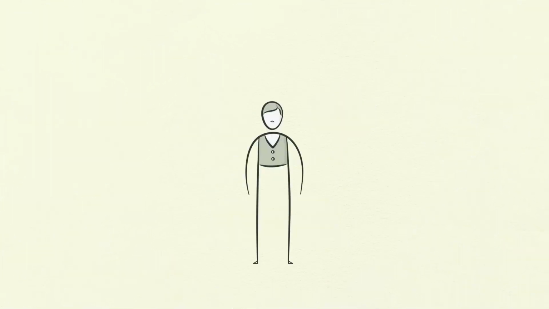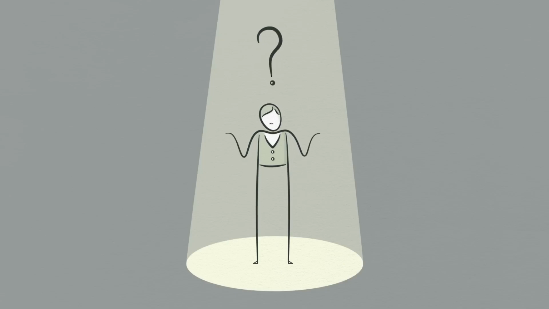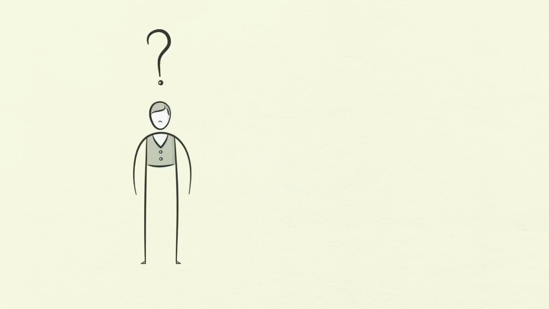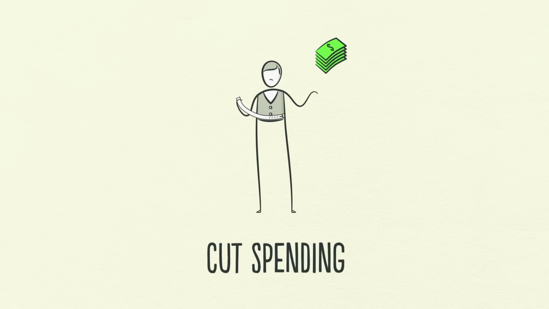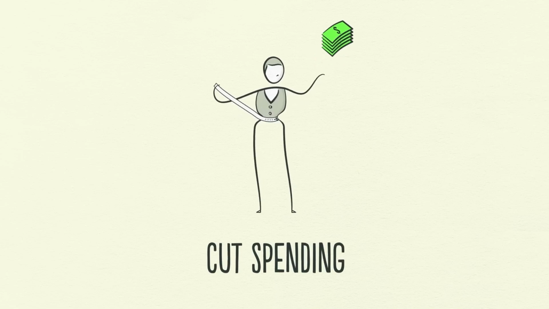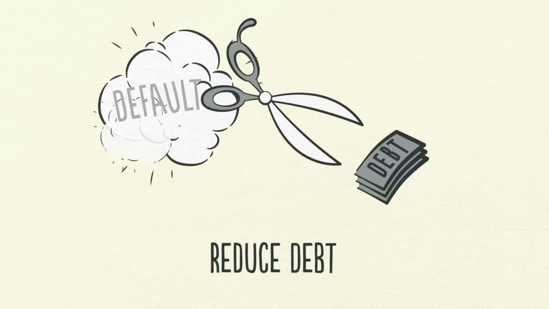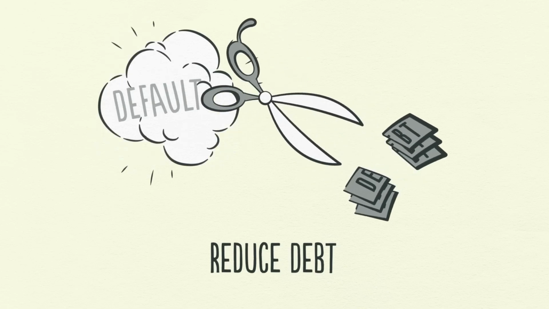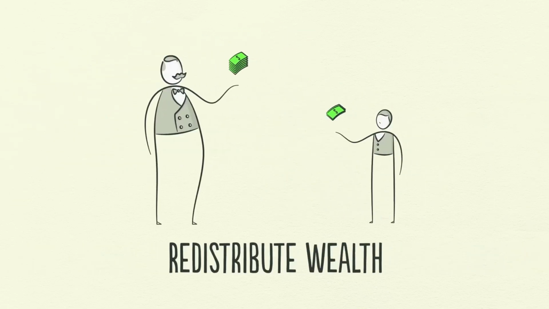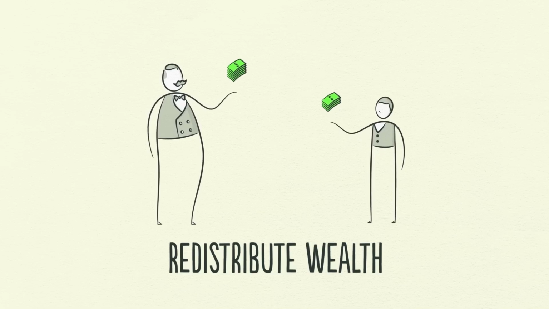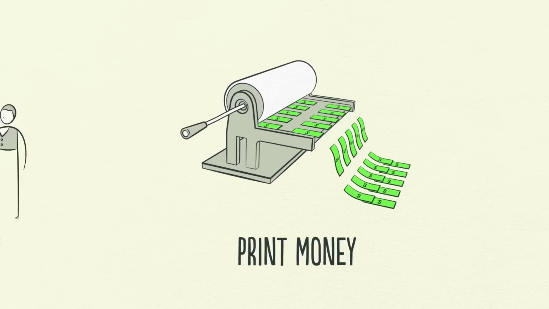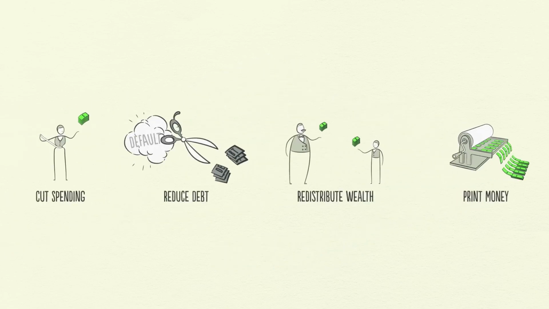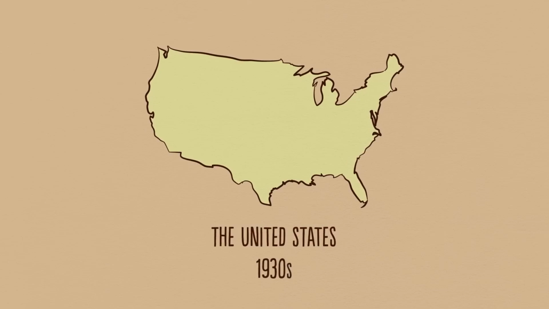So what do you do about a deleveraging? The problem is debt burdens are too high and they must come down. There are 4 ways this can happen. 1, people, businesses, and governments cut their spending. 2, debts are reduced through defaults and restructurings. 3, wealth is redistributed from the haves to the have-nots. And finally, 4, the central bank prints new money. These 4 ways have happened in every deleveraging in modern history.